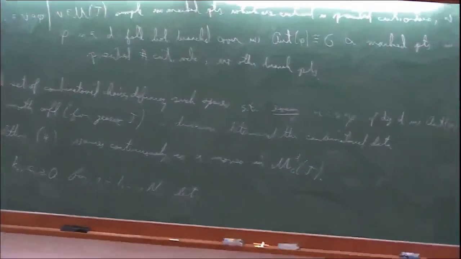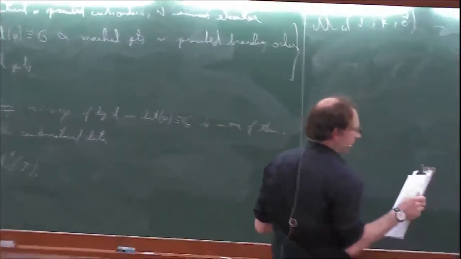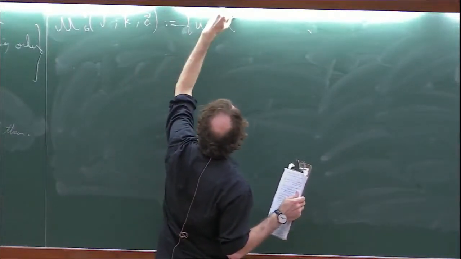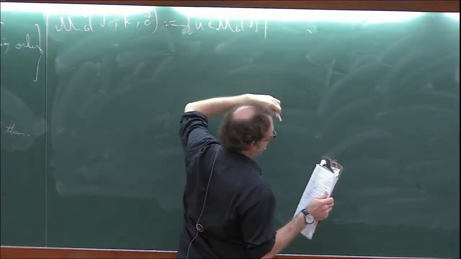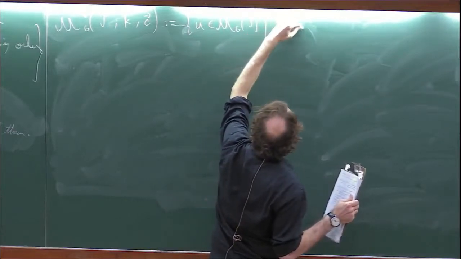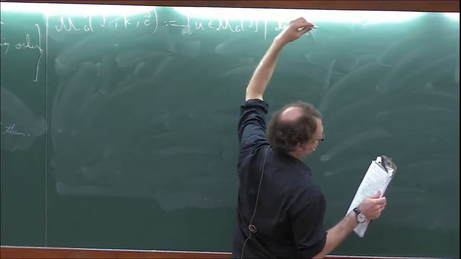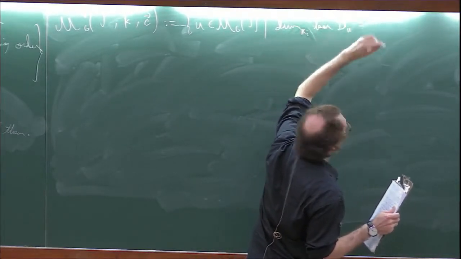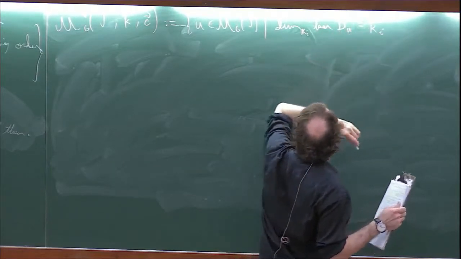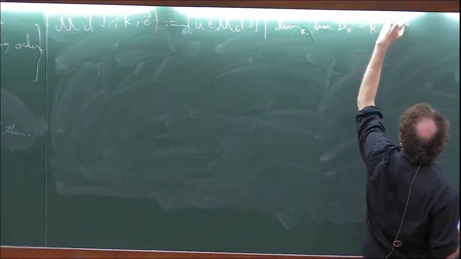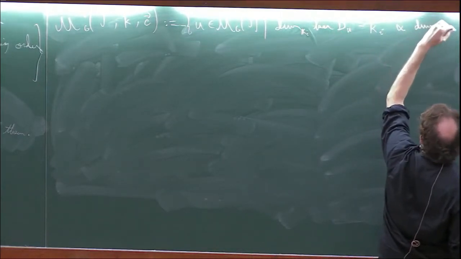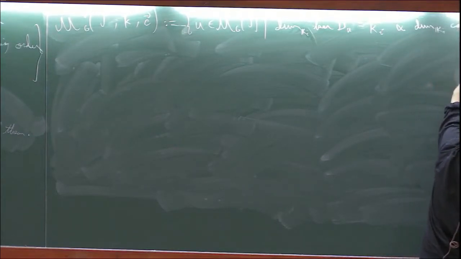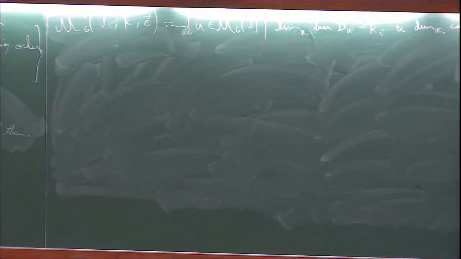M^{DG}_J with respect to this collection of numbers k and c is defined as the set of all curves u in M^{DG}(J) such that the dimension as a K_i-module of the kernel of the Fredholm operator D_u^{θ_i} is exactly k_i, and similarly the dimension as a K_i-module of the cokernel of that operator is c_i. This is for each i from 1 to N.